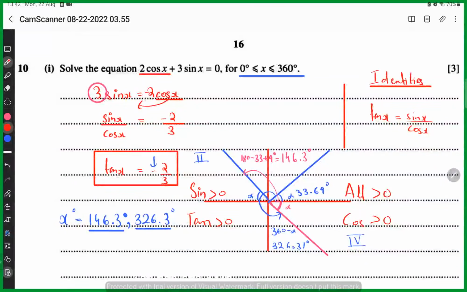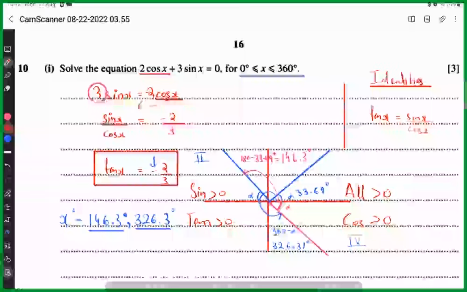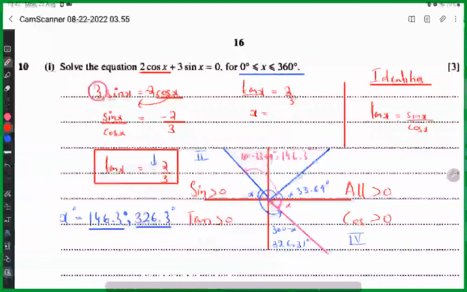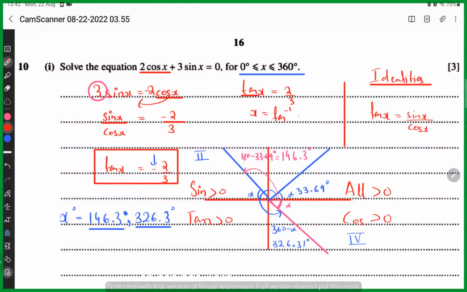So it was tan of x is equal to minus 2/3. I need to ignore this minus and I need to make x the subject, okay? So this would become tan of x equals 2/3, and x is going to be, I will take tan inverse on both sides, and this would become tan inverse 2 divided by 3. Next, you need to use your calculator now, okay?